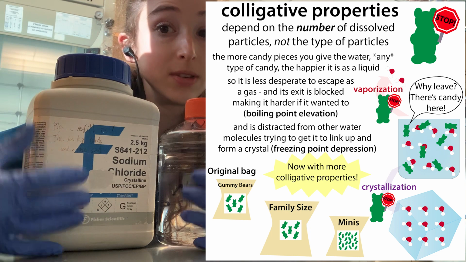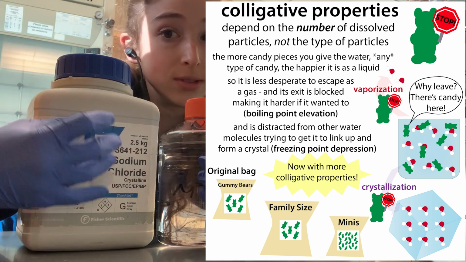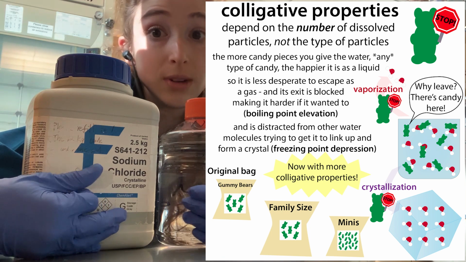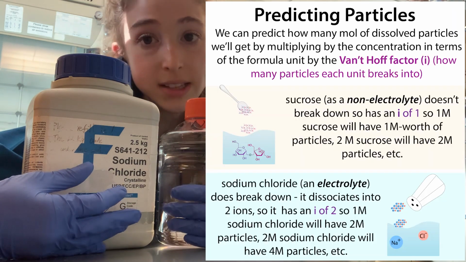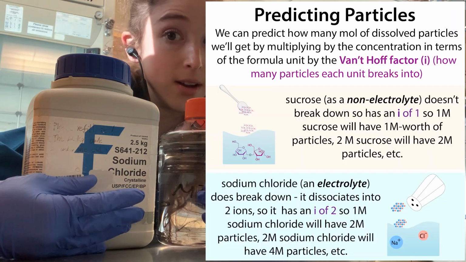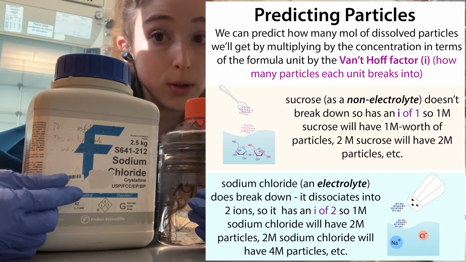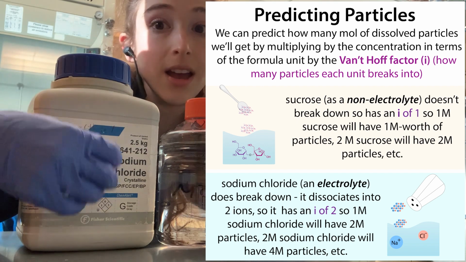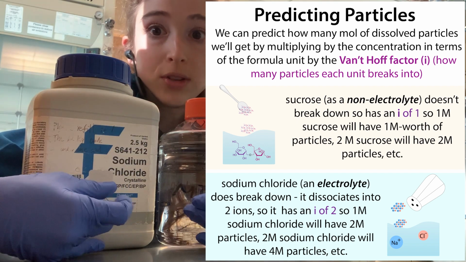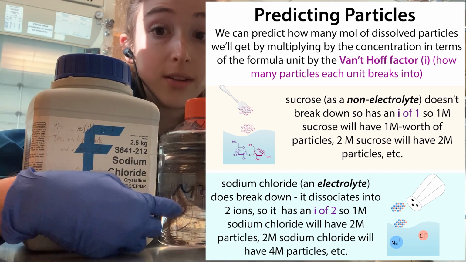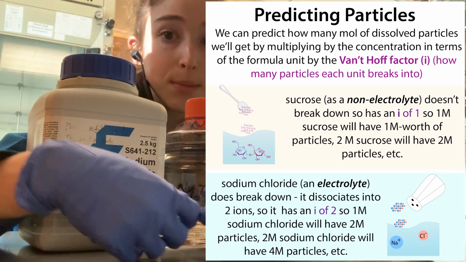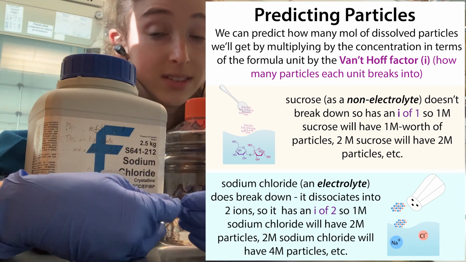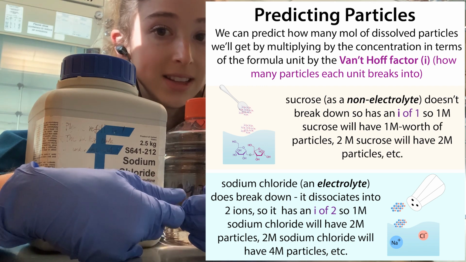So it can be important to know how many particles something's going to break into when you stick it into liquid. And to help us calculate based on this, we have to apply something called the van 't Hoff factor. Because sodium chloride breaks up into 2 parts, it has a van 't Hoff factor, this i, of 2. And so we can multiply the molarity of the unit by the van 't Hoff factor to get the number of particles, and then we can take that into consideration when we're calculating things.